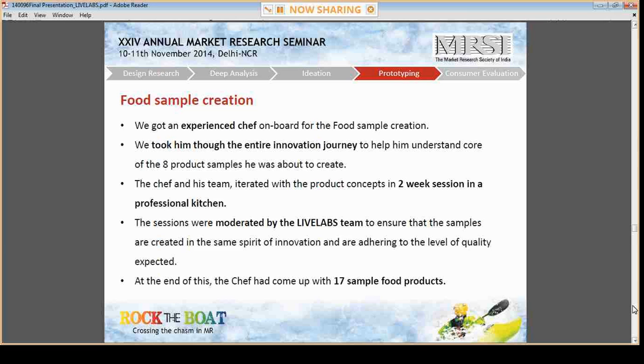The next phase was where we tried our hand with the amateur chefs, but what we realized is that the flavor and the taste is the most important part. For that we hired a professional chef who made selected food samples of the products that the client had identified and resonated with. The chef and his team iterated with a lot of these ideas, and they spent two weeks in their kitchen experimenting with various flavors, tastes, formats, and colors. All these sessions were moderated by us, the Live Labs team, to make sure that they followed the same spirit of innovation in which they came to be.